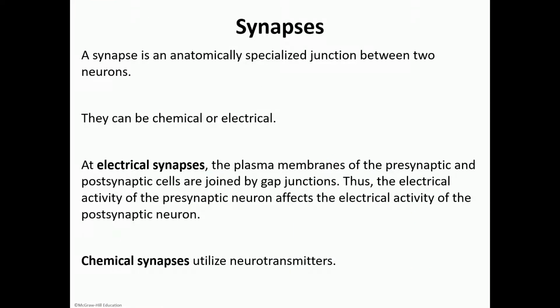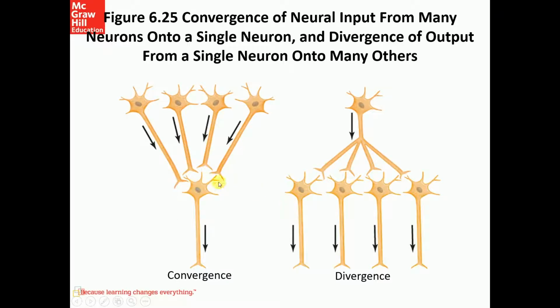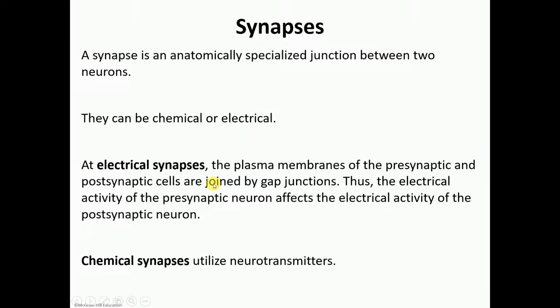Now the synapse is where things meet, which would be in this area, the synapse between the pre and the postsynaptic neuron. So how do these cells communicate together? The synapse can either be a chemical or an electrical synapse. In an electrical synapse, the plasma membranes are connected together through gap junctions.